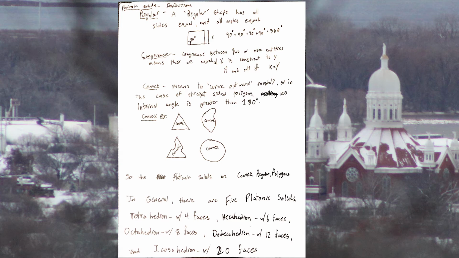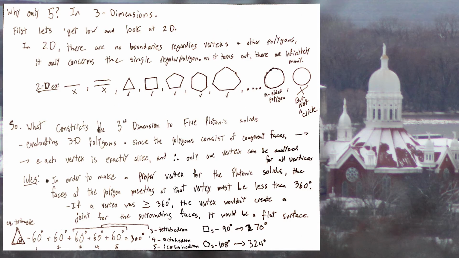In general, there are 5 Platonic solids. There's the tetrahedron with 4 faces, the hexahedron with 6 faces, octahedron with 8 faces, dodecahedron with 12 faces, and icosahedron with 20 faces. Alright, so a burning question you might have is why there are only 5 Platonic solids.